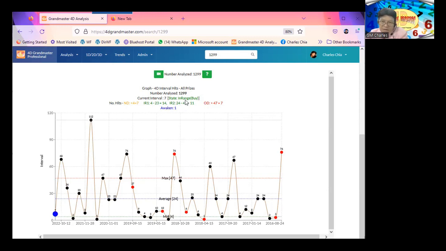All right. OverDue also not good. That means OverDue, when the number passes this maximum line, the overall hits are only 7 times, same as NotDue. Whereas in range you see 14 times for IR1, and IR2 got 11 times. And this happens to almost any number. IR1 is usually the best.